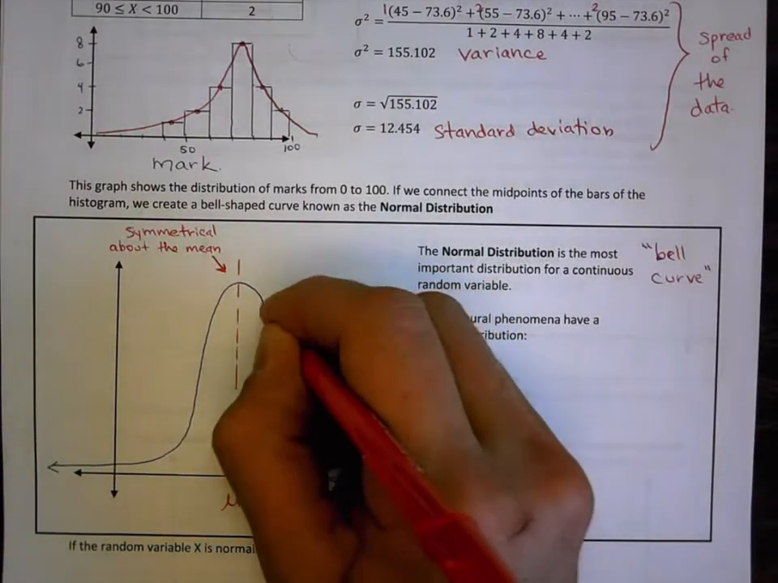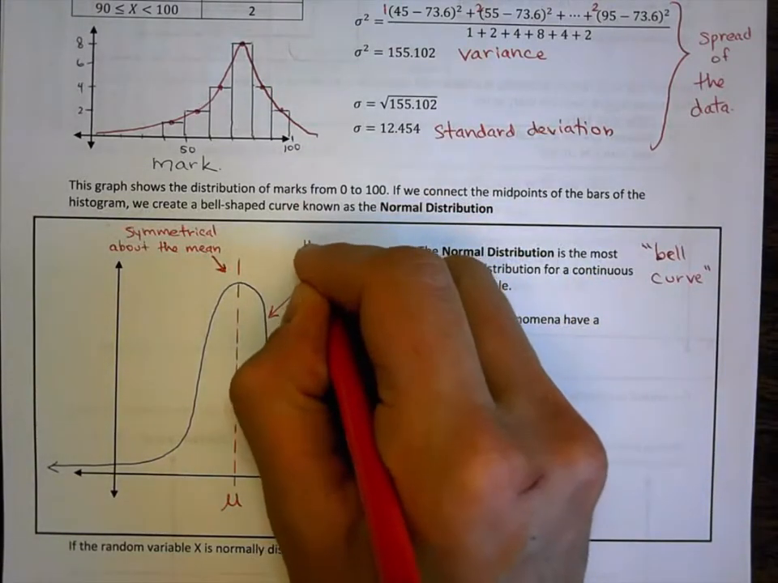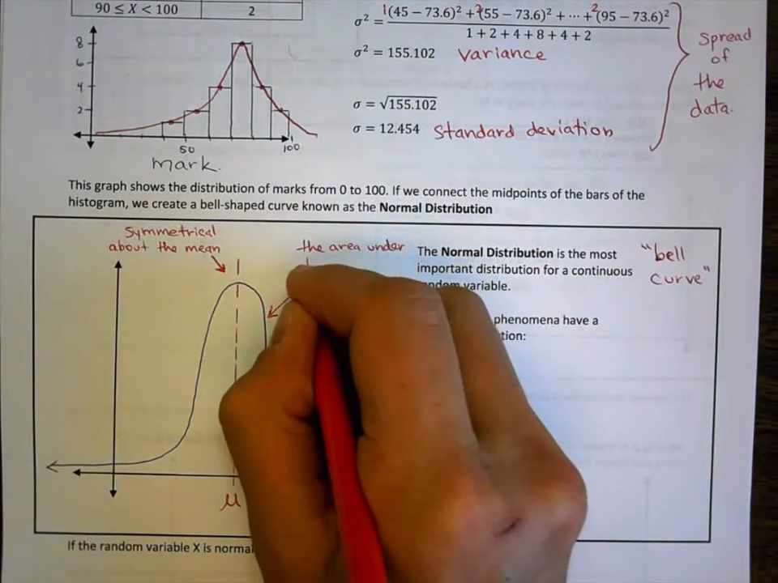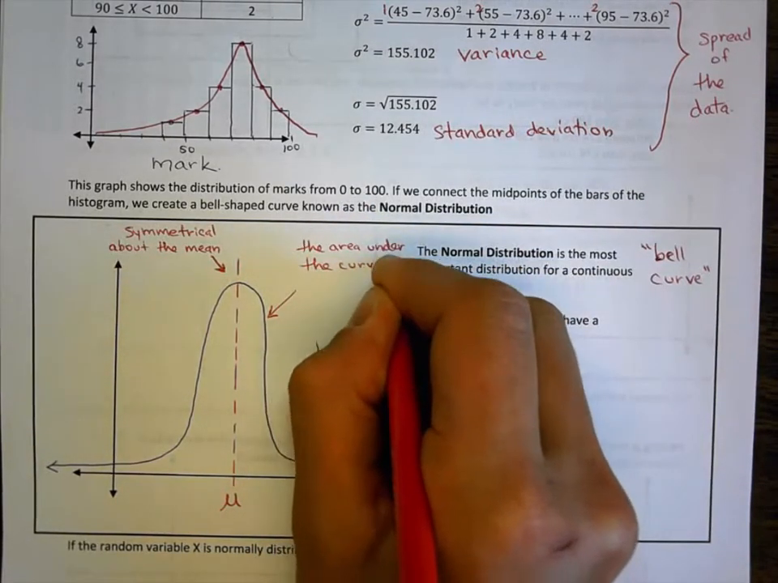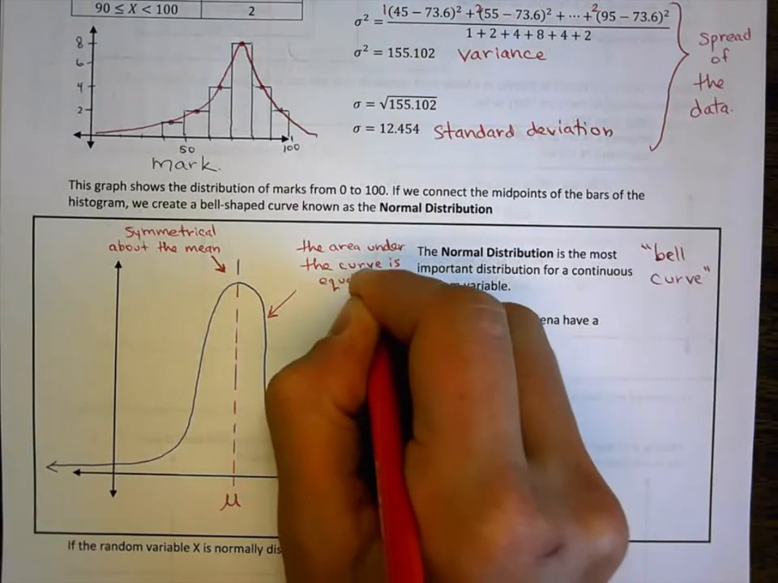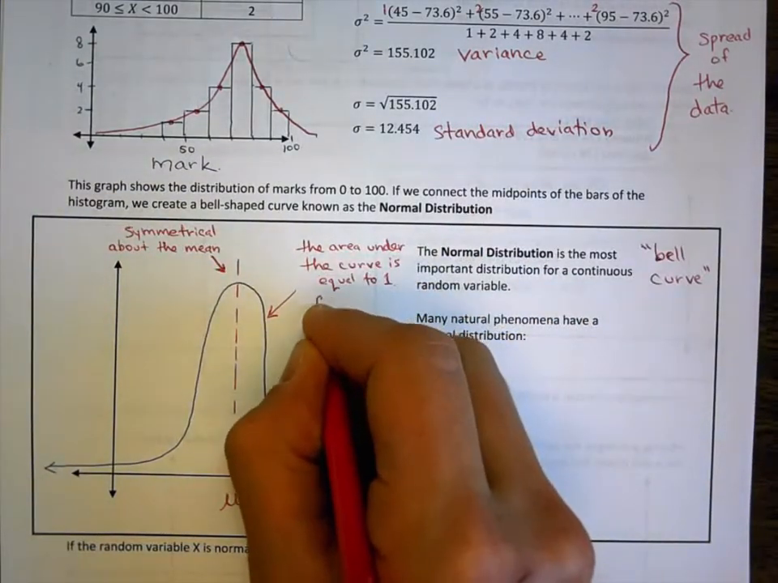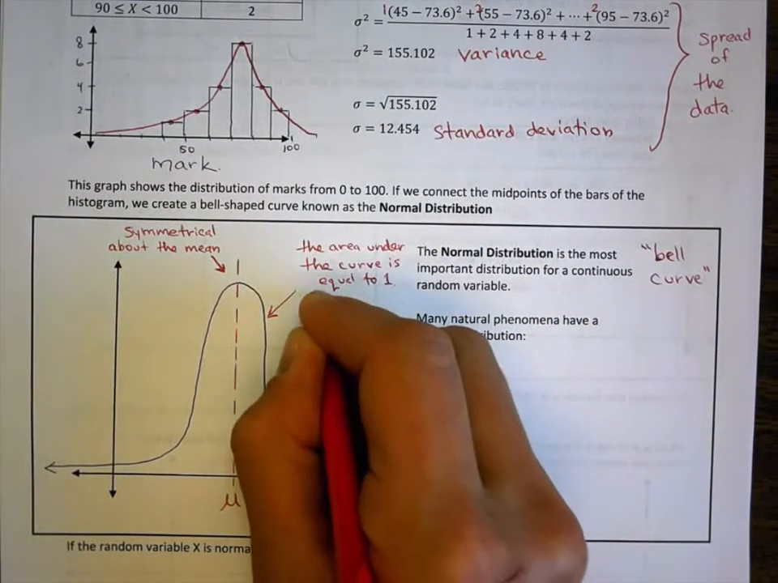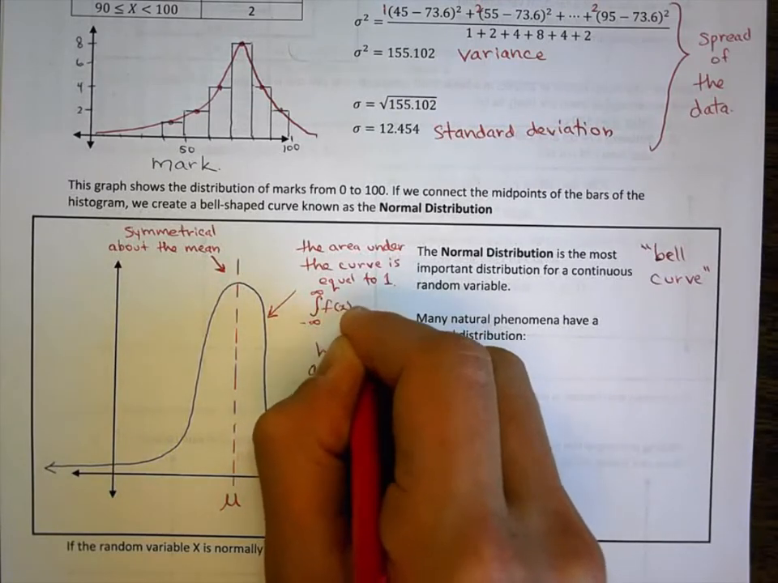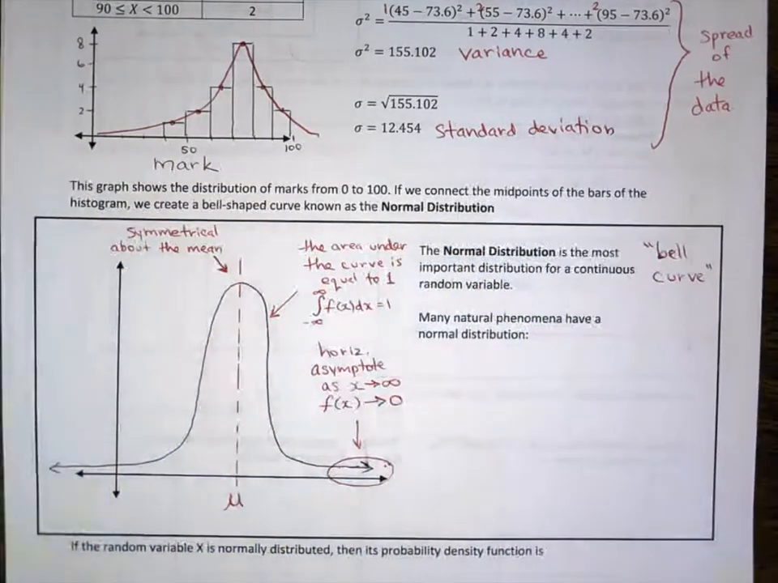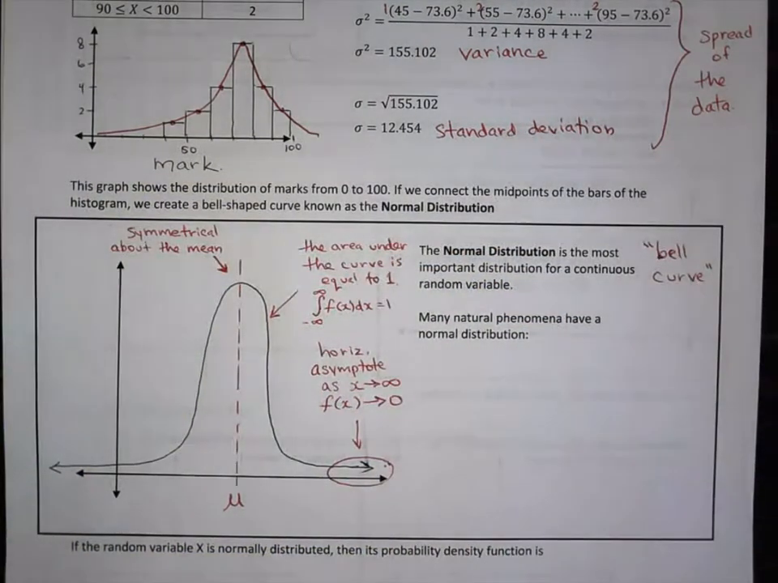Finally, and this is going to come up later, the area under the curve is equal to 1. Not to stress you out too much, but that means that the integral from negative infinity to positive infinity of f at x dx is equal to 1. But don't worry about that. That's just to remind you what area is. Those are the 3 characteristics of my bell curve, or sorry, my normal distribution.